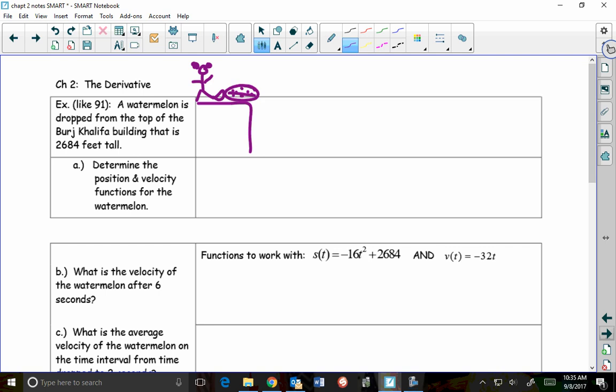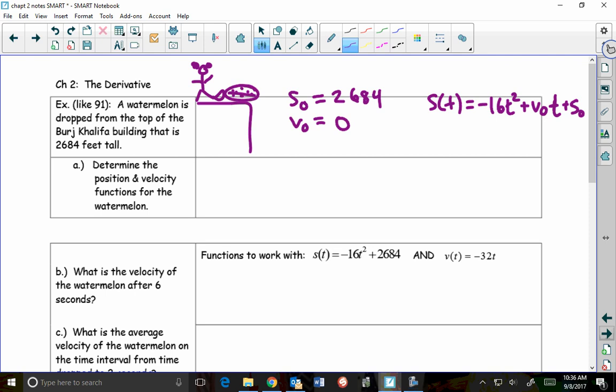What do we know? We know the initial position was what? 2,684 feet. What's the initial velocity? 0. And what formula am I using if I'm in feet? We're using S of t equals negative, so the negative 32 is the constant times the half, which would be negative 16t squared plus v naught t plus s naught. Yes? Look back at our notes that we just had.